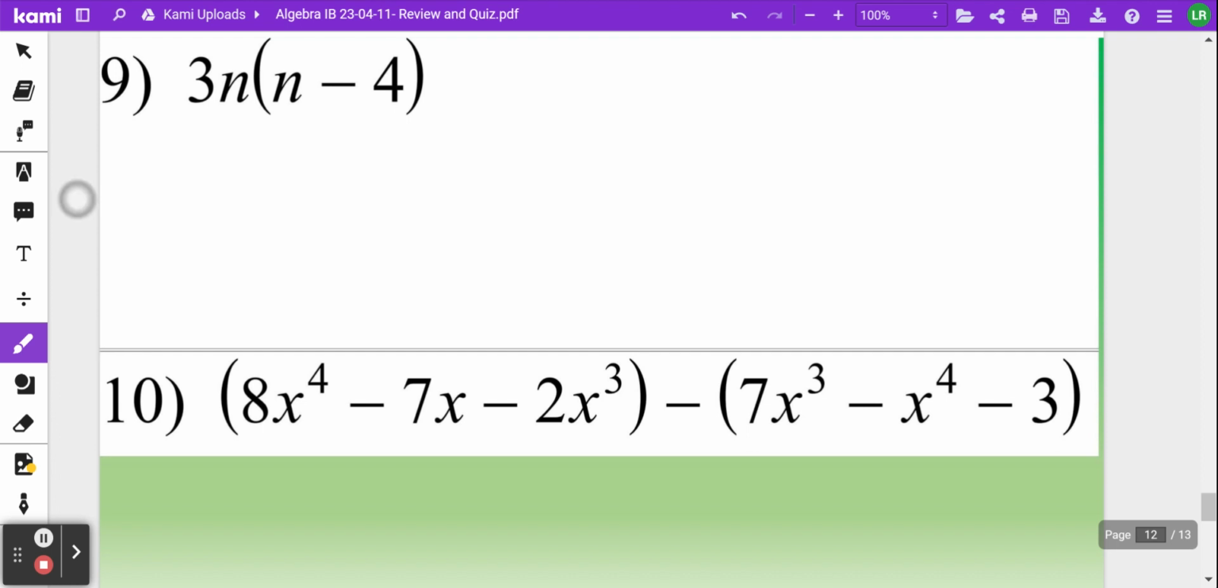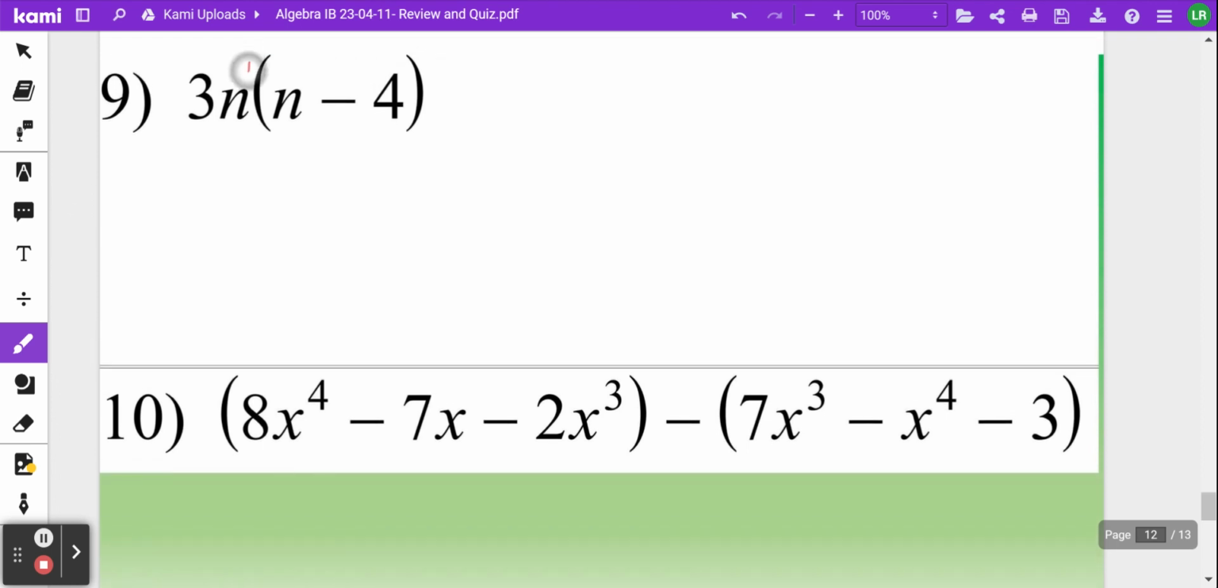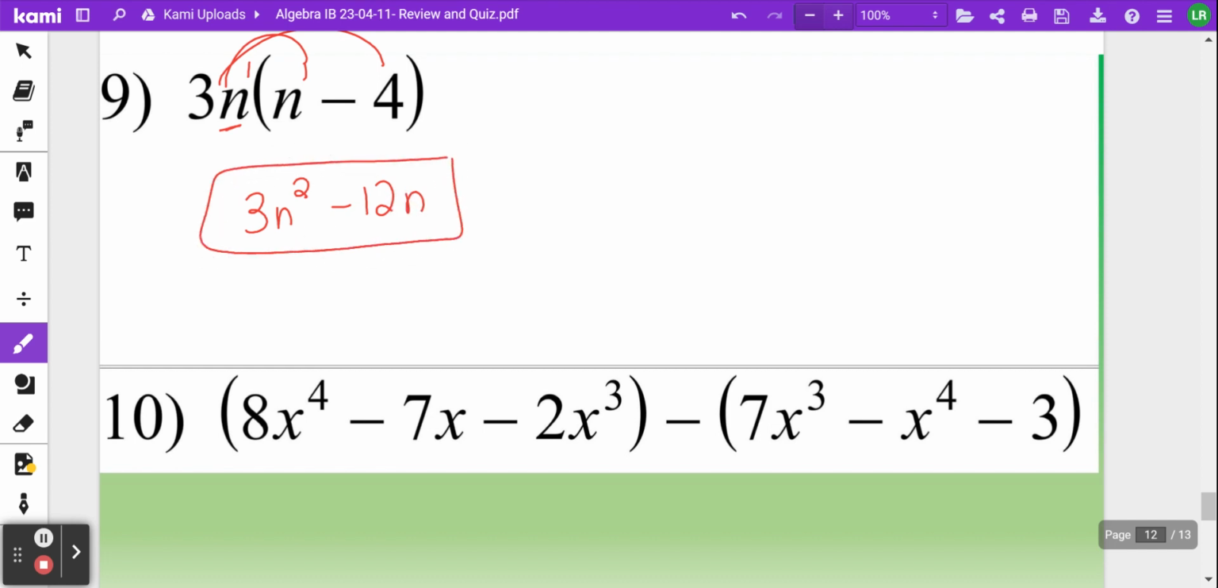All right, this first one, we are distributing. We are distributing an n to the first, so all my exponents are going to go up by 1. So 3n times n, that's going to be 3n to the second. 3n times -4, that's going to be -12n. Do not forget the n on that one.